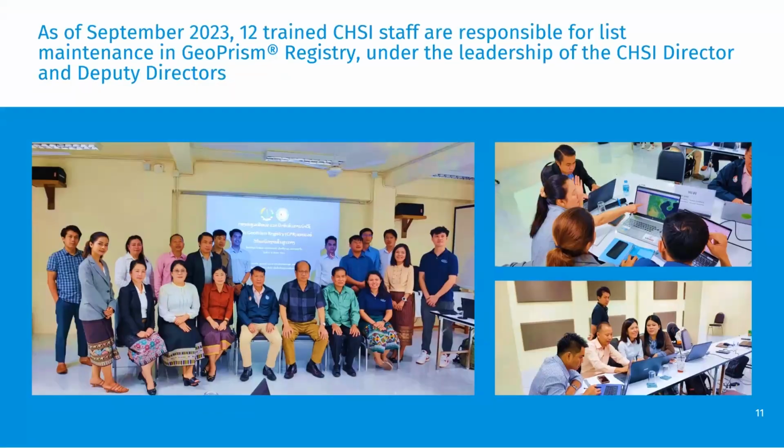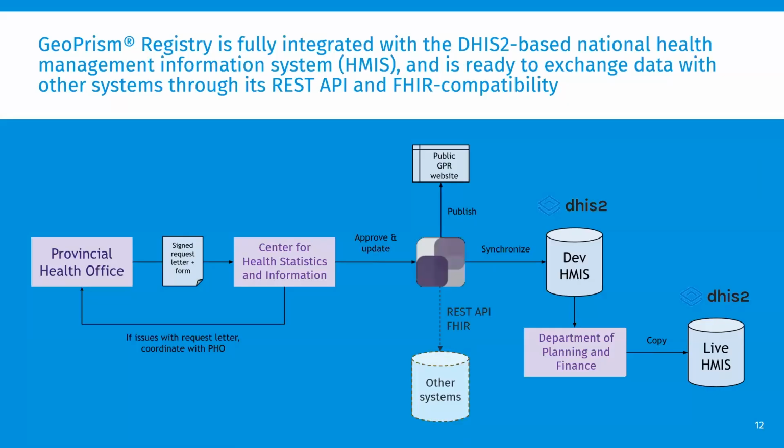Okay, so this is my penultimate slide, just to show how GeoPrism Registry fits into the digital health ecosystem. So the update mechanism, the one with the formal request letters and so on, where the provincial health offices provide updates to the Center for Health Statistics, that is still in place. But the actual updates to the list go directly into GeoPrism Registry.